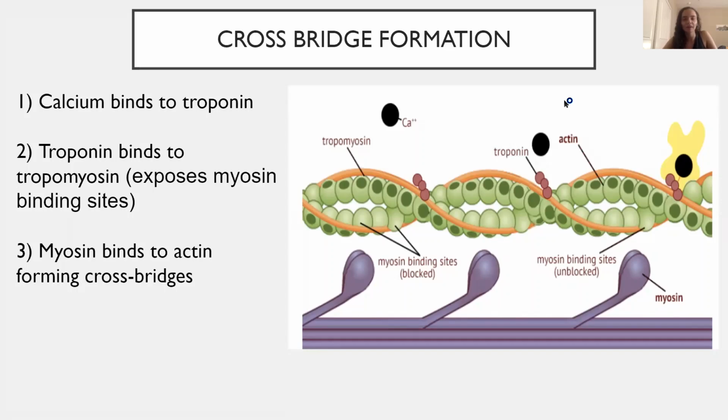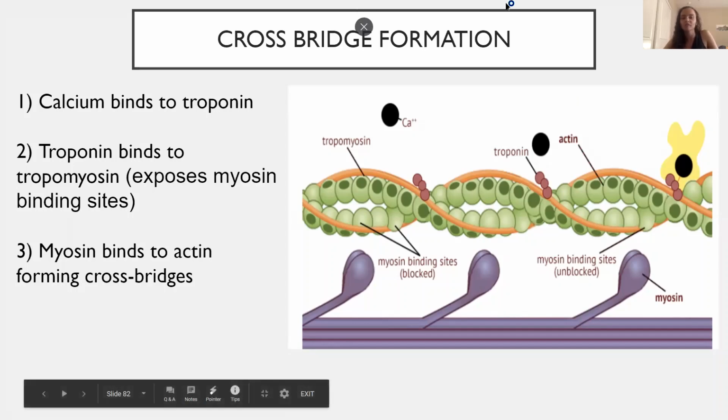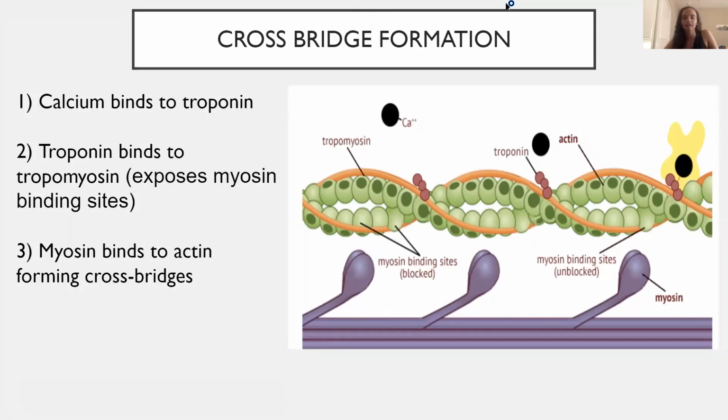So once tropomyosin shifts, that exposes the myosin binding sites on the actin. Then myosin binds to actin, which forms cross bridges. That cross bridge formation is the functional part of contraction, the ability to form cross bridges.